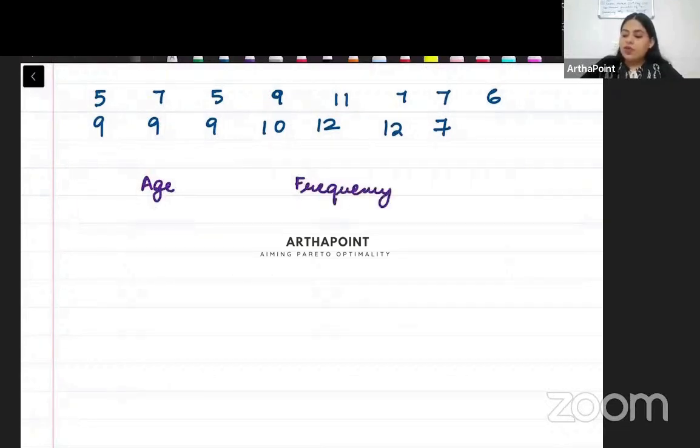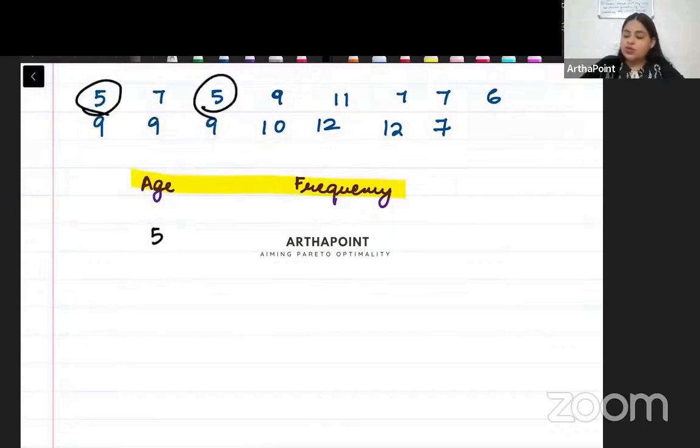And now I will go ahead and I will start mapping this. So I can say, okay, the lowest age that I have is 5. How many people have an age of 5? 1, 2, and that's it. So the frequency is 2. Then the second is 6. How many have 6? Just 1.